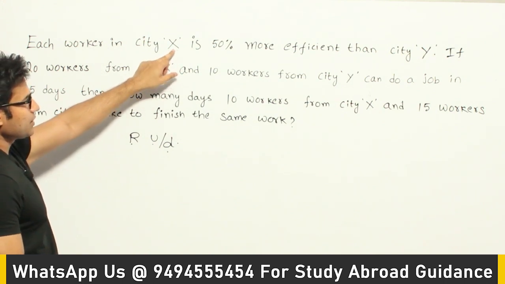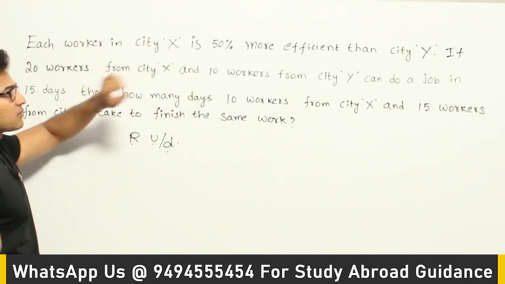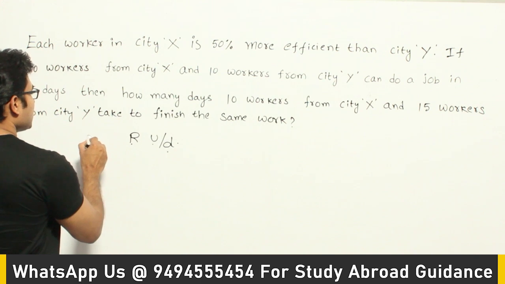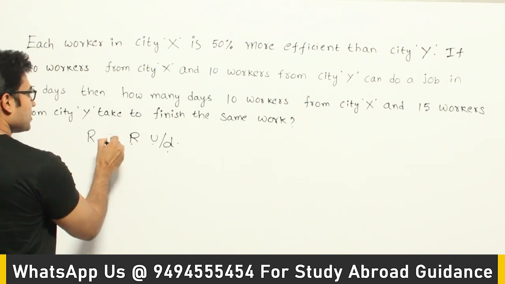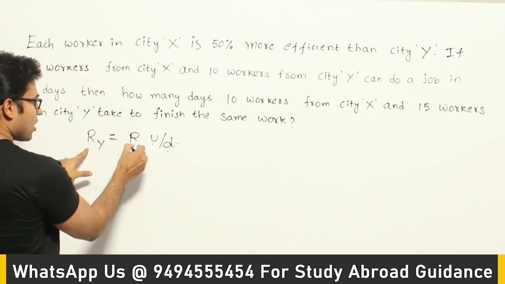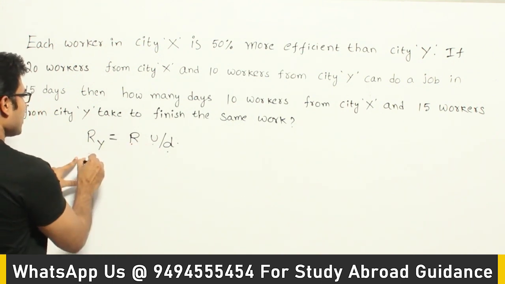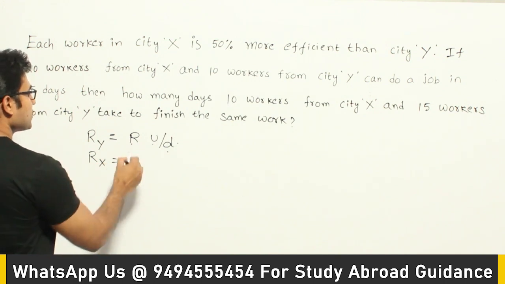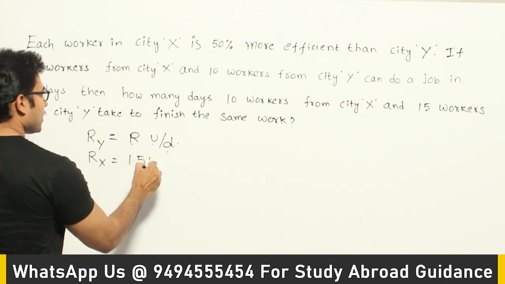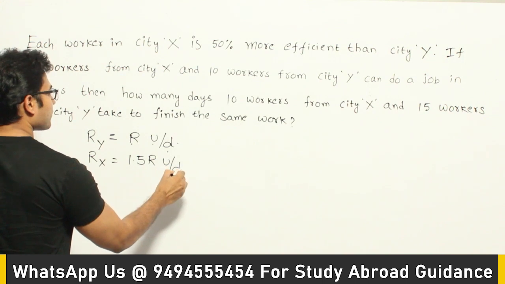a worker in city X is 50% more efficient, which means if you assume that the rate at which a worker from city Y is working is R units per day, then the rate at which a worker from city X can finish the job is 1.5 times R units per day.